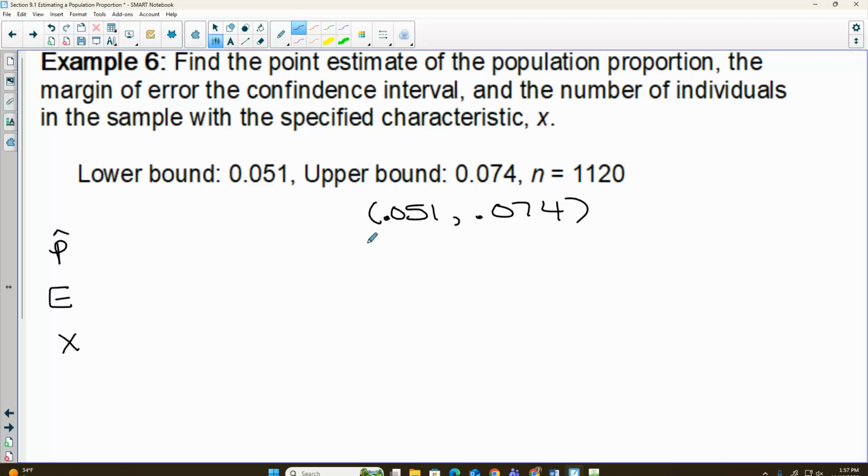So, p hat is the middle. We know how confidence intervals are built. It's our guess, which is our p hat, plus and minus our error. So if we have these endpoints, p hat is the number in the middle. To find the number in the middle, you add them up and divide by 2. 0.01.